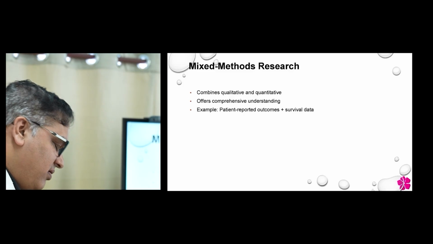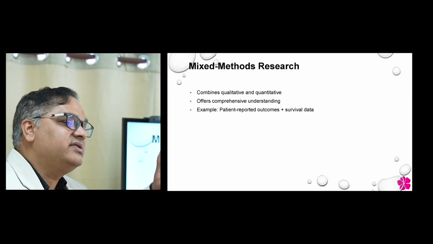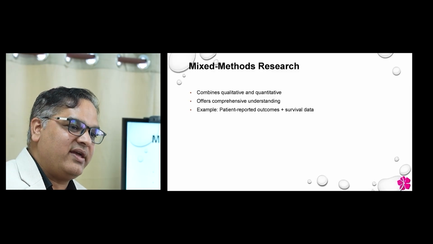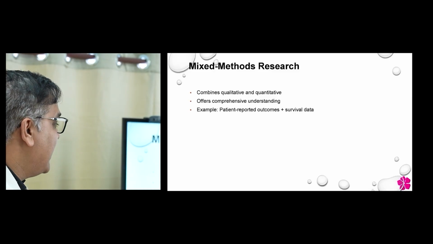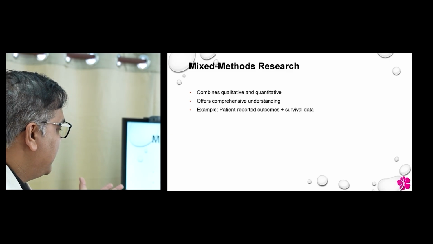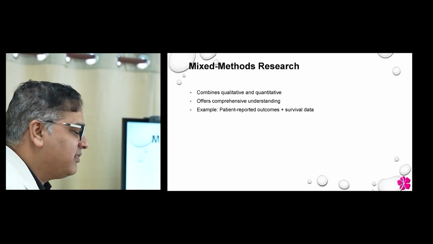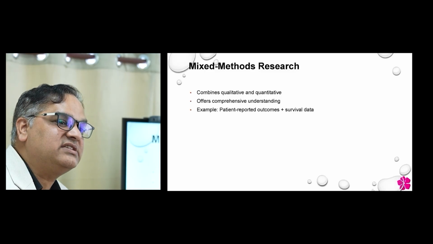Most research, especially in oncology, is mixed method. They want to know the numbers, and they also want to know the quality of life. So it combines qualitative and quantitative, and it offers a comprehensive understanding. Example, patient-reported outcomes plus survival data. Now we see many papers which have patient-reported outcomes plus survival data plus quality of life.